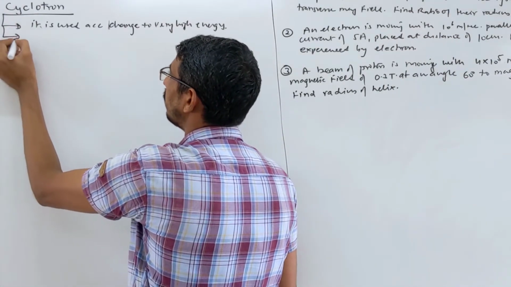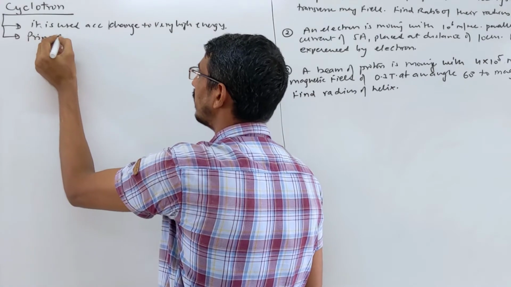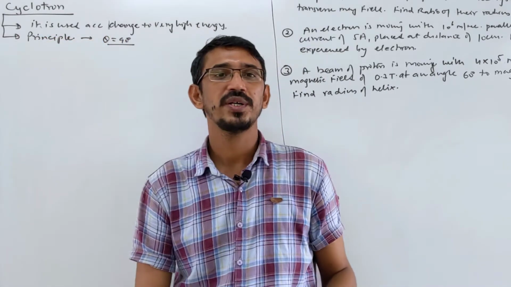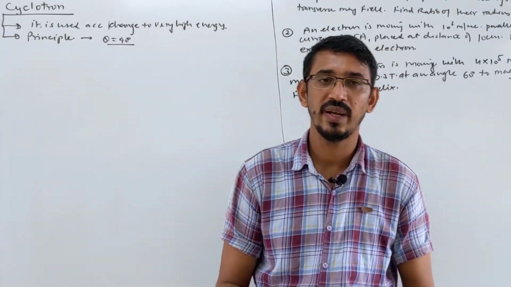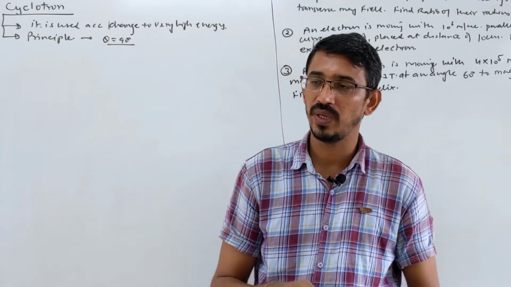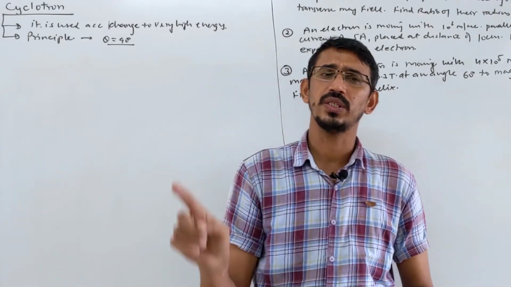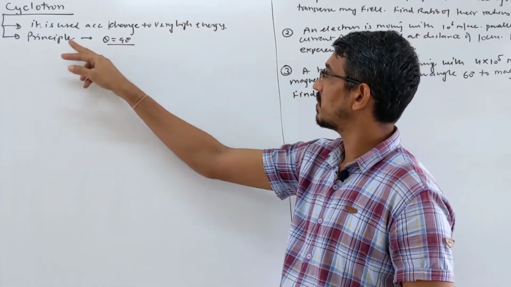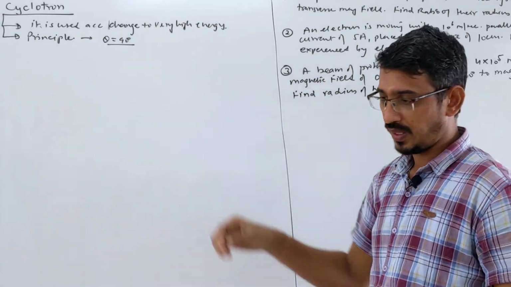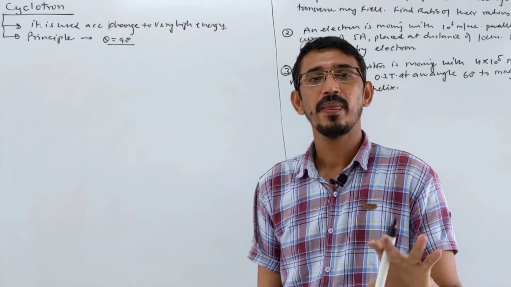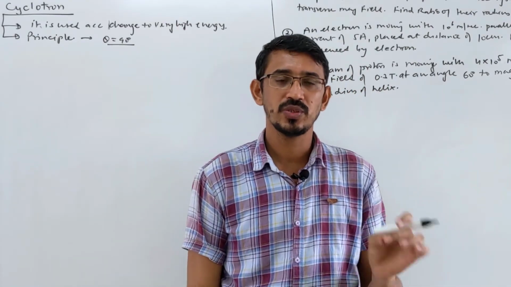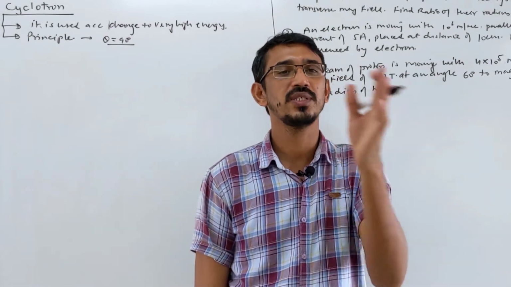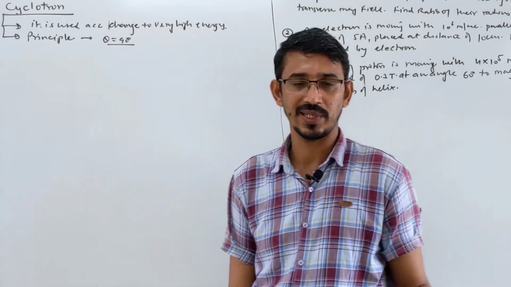Then the principle of its working is simple: the shortcut is theta is 90 degrees. When a charge is moving in a magnetic field and perpendicular to it, it moves in a circle. So what do we do? We keep moving this charge, so its radius keeps increasing and its velocity keeps increasing. So we can increase its energy to a very high level. So the simple working principle is that when a charge is made to rotate in a uniform magnetic field again and again, its velocity keeps increasing, which means its energy keeps increasing, right?